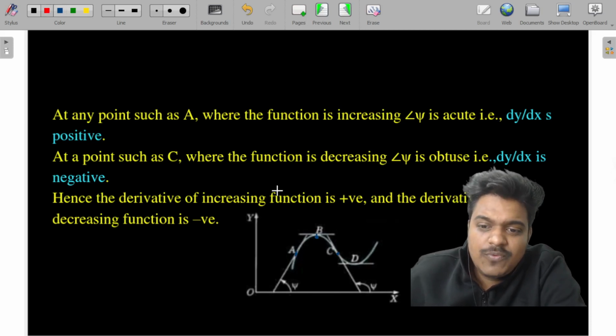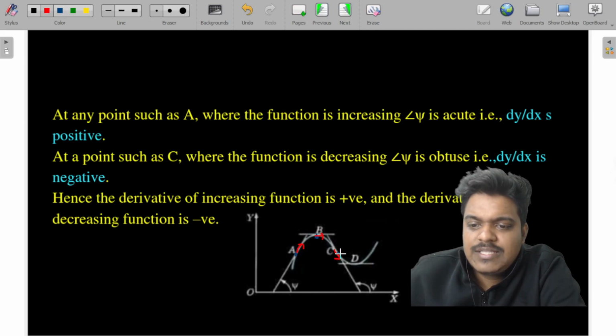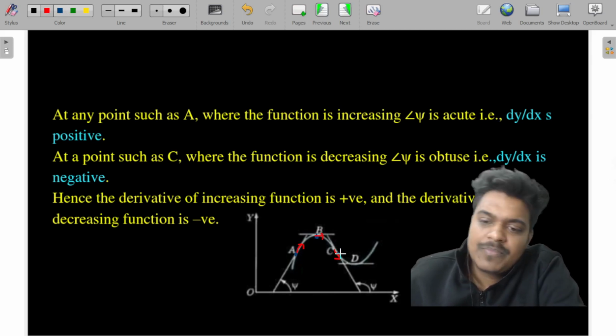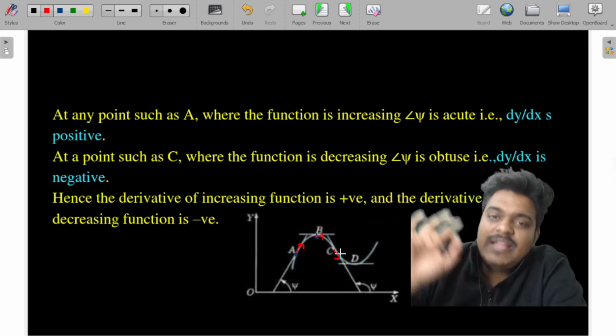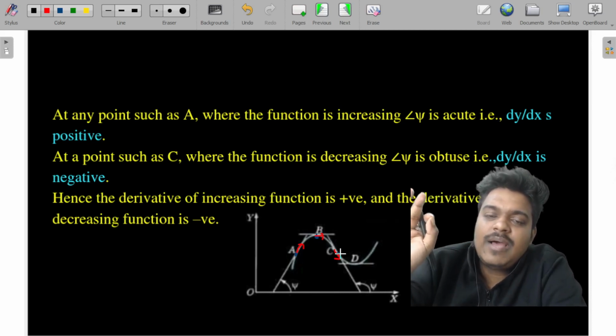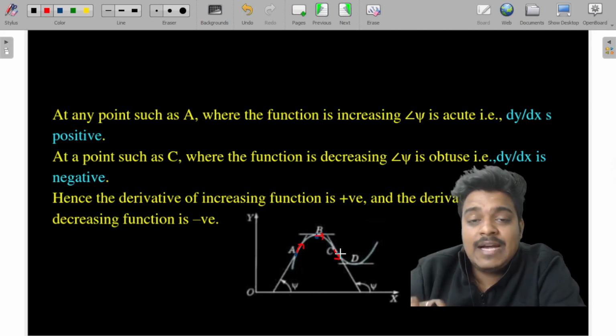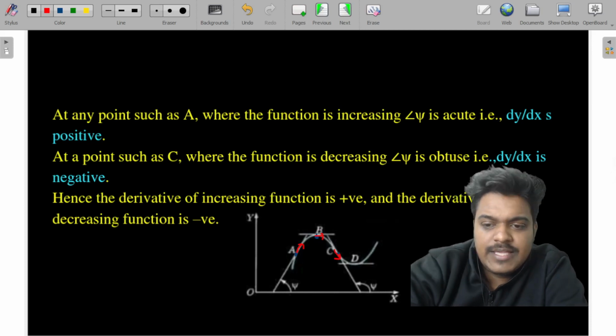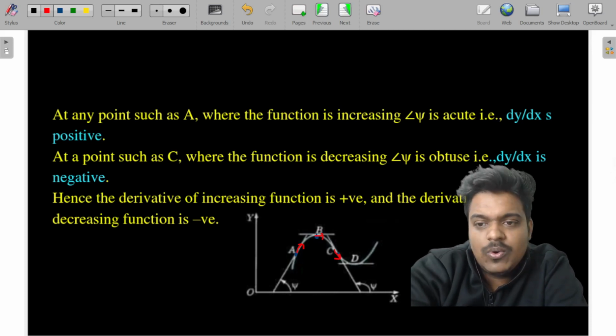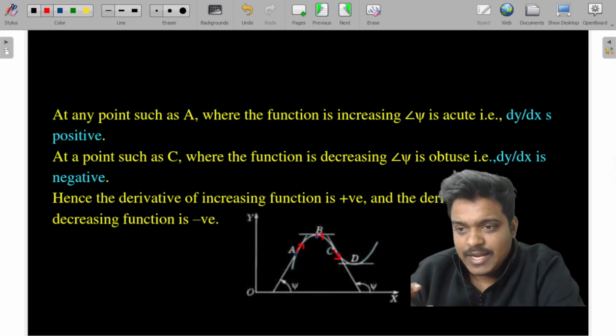Now please focus. We know that at A the function is increasing, at B the function is constant, at C the function is decreasing. Don't look towards D. Graphically, are you clear why the function is increasing, why at B it is constant, and why at C it is decreasing? Is it clear? Yes or no? I hope that this is clear to you.